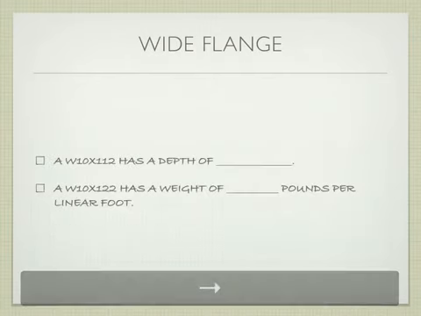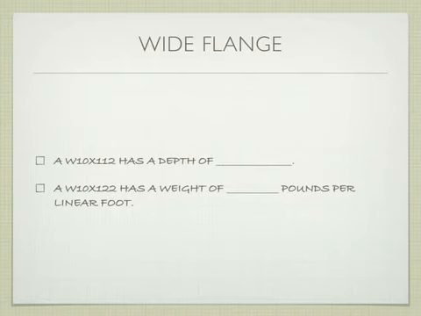So let's test that, okay? A W10 by 112 has a depth of 10 inches. Good. And a W10 by 122 has a weight of 122 pounds per lineal foot. Okay? Everybody understand the pounds per lineal foot analogy? Yes? I'm hearing a no from somewhere. No. Okay. So let's see if we can explain this again, right?